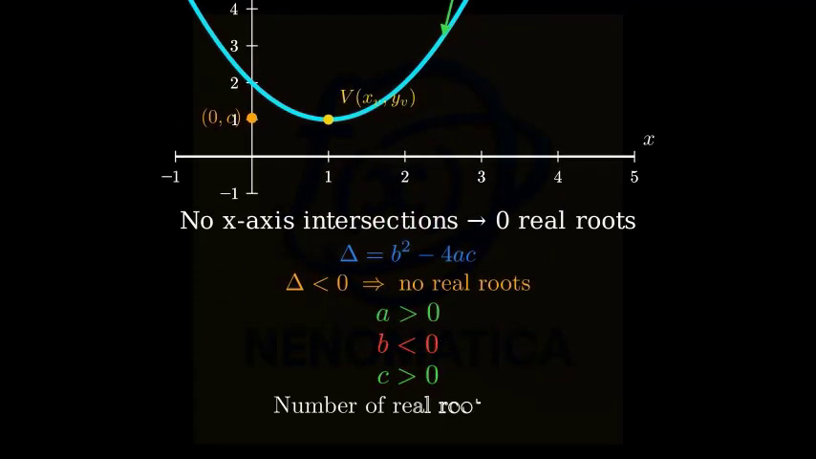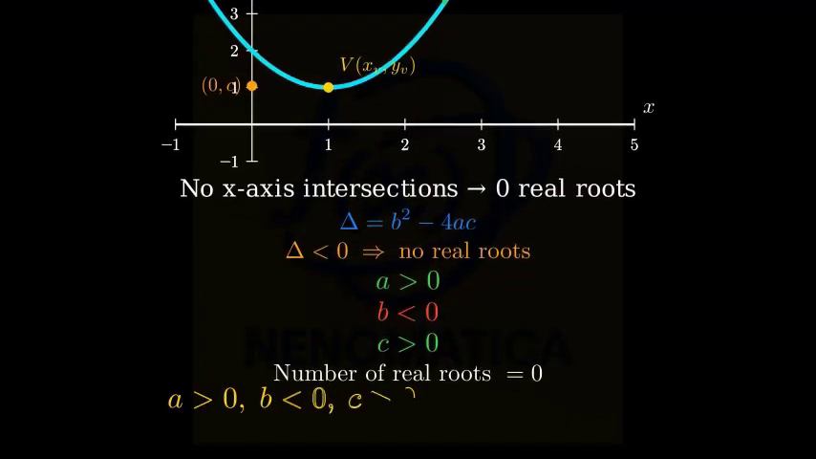Summary: the parabola opens upward, so A is positive. The vertex is to the right of the y-axis, which makes x sub v positive, so b is negative. The y-intercept is above the x-axis, so c is positive. The parabola does not intersect the x-axis, so there are 0 real solutions. Final answer on screen.